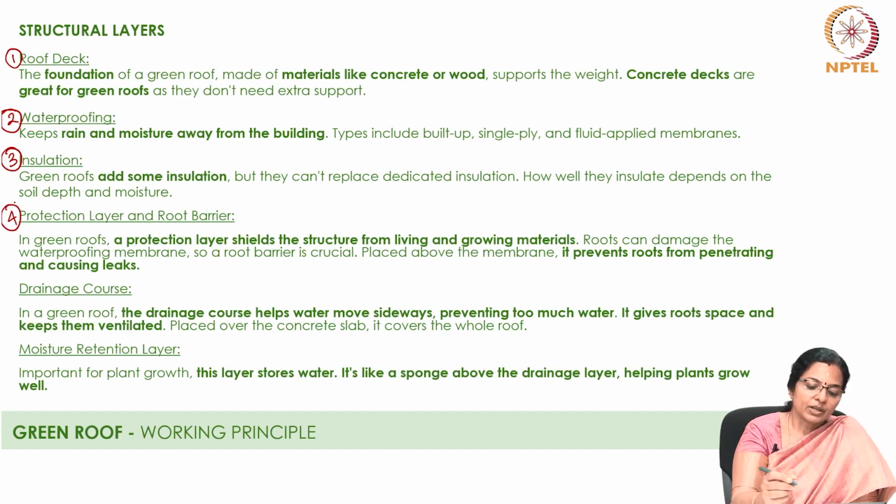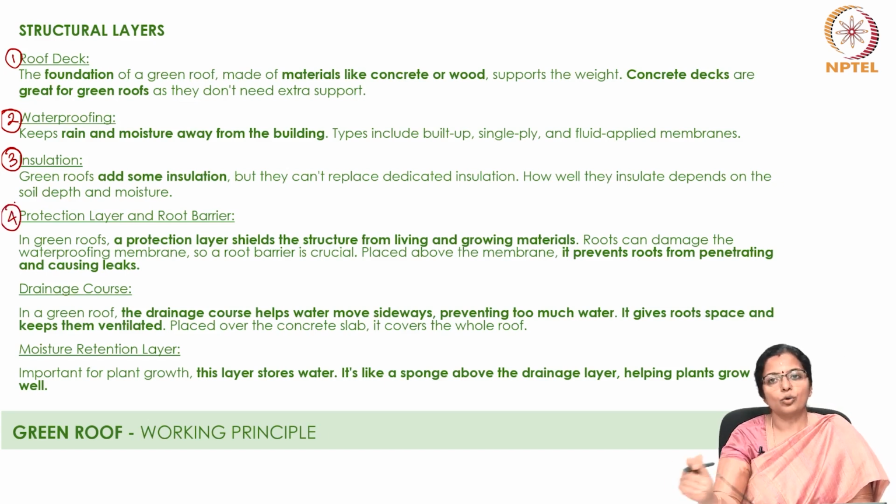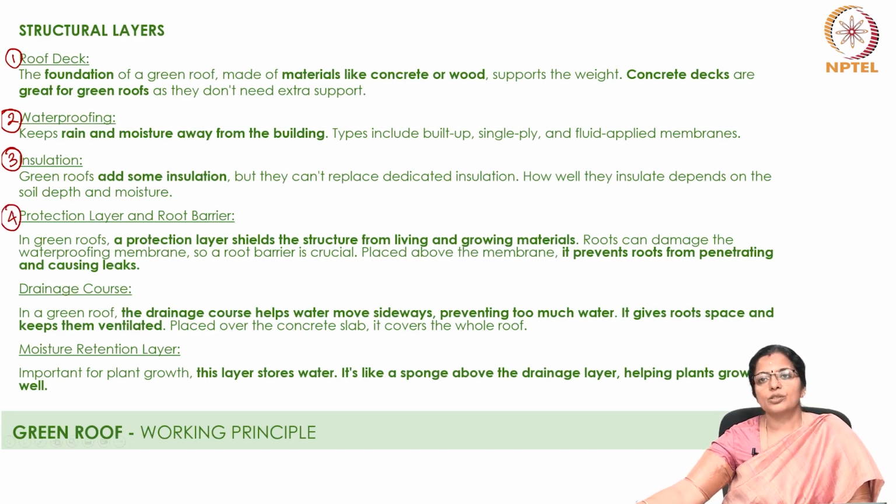Fourth is the protection layer and root barrier. In green roofs, the protection barrier shields the structure from living and growing materials. Roots can damage the waterproofing membrane, so a root barrier is crucial. This is placed above the membrane. It prevents roots from penetrating and causing leaks.